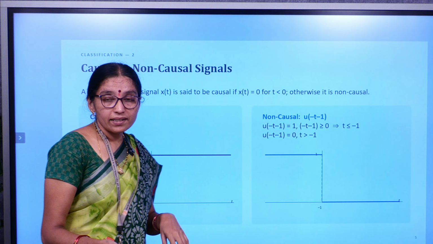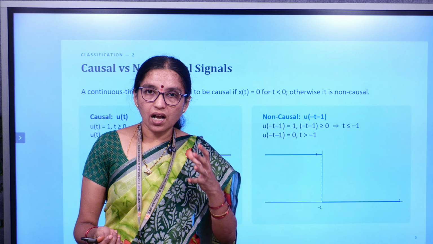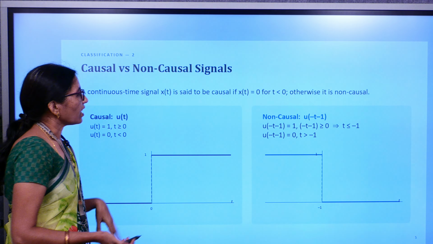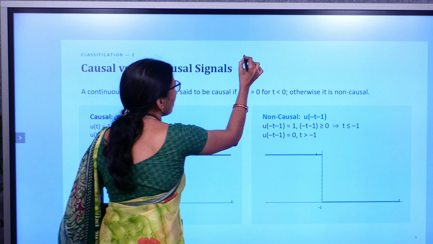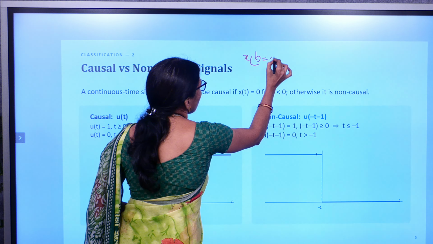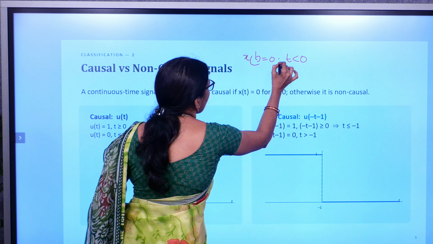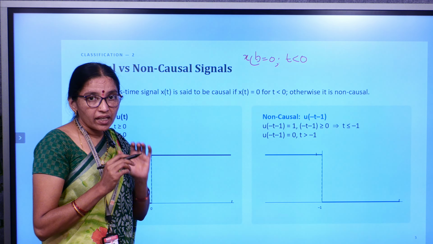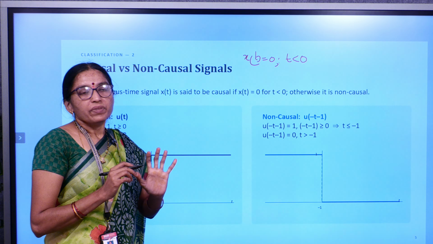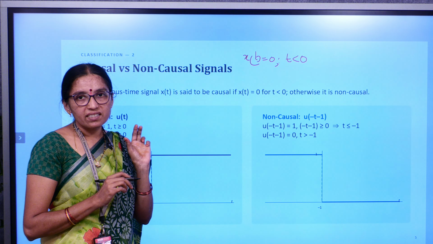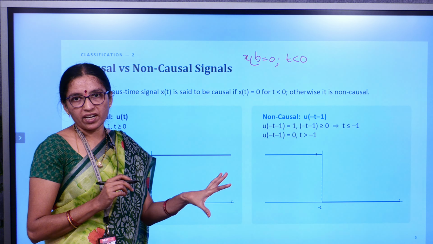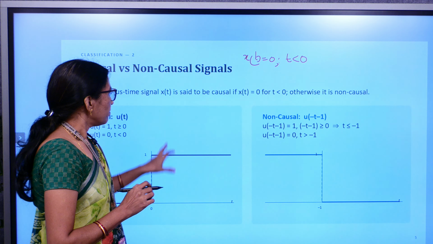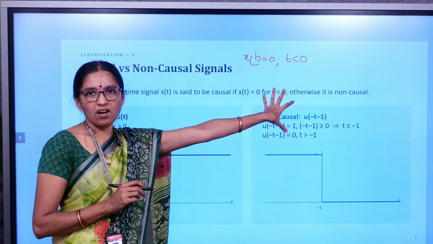And let us see about the next classification, causal and non-causal signal. For a continuous time signal x of t, if x of t equal to 0 for t less than 0, then that signal is called a causal signal. Means there is no value for negative values of t. Signal is defined between the interval 0 to infinity. There is no value for t less than 0. And otherwise, signal is non-causal.